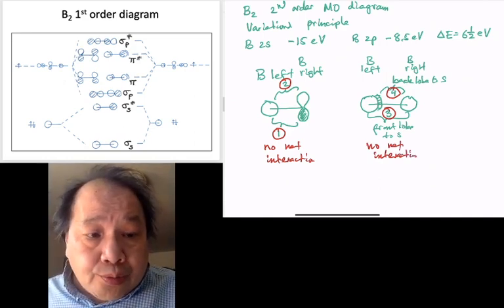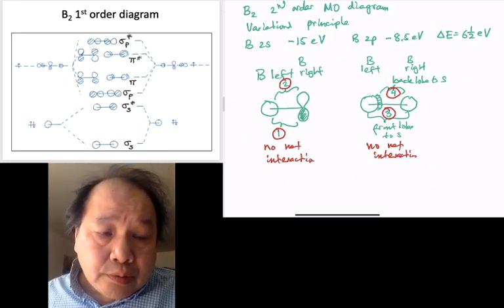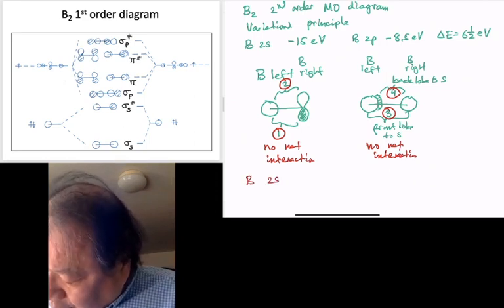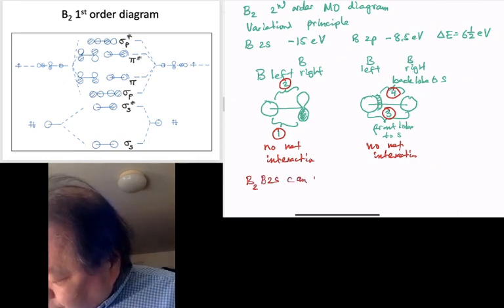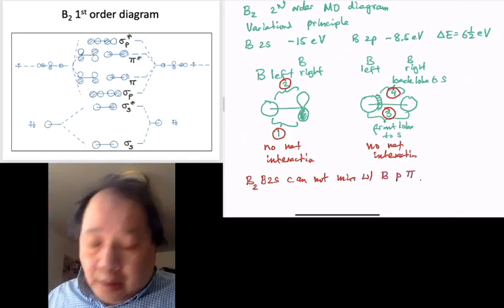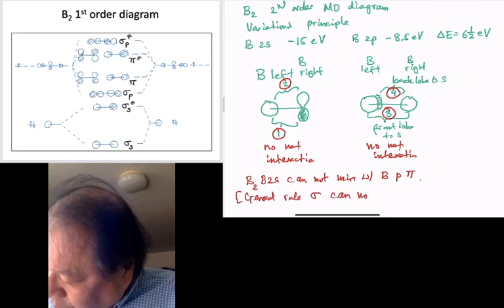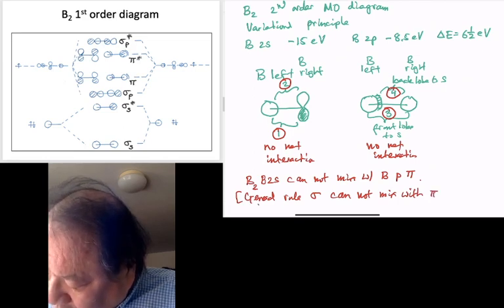The rule is then that the boron s orbitals cannot mix. Boron 2s in B2 cannot mix with boron p pi. And in general, as a rule, sigma cannot mix with pi. And this is for diatomic molecules.